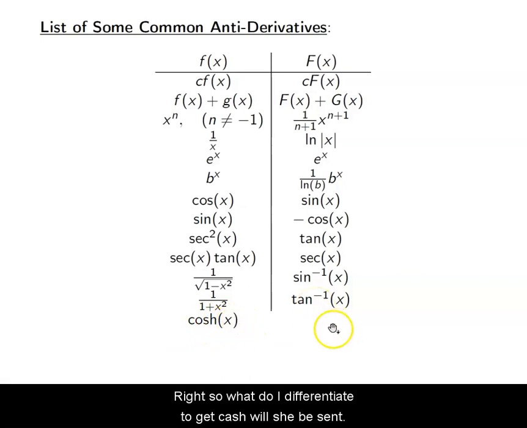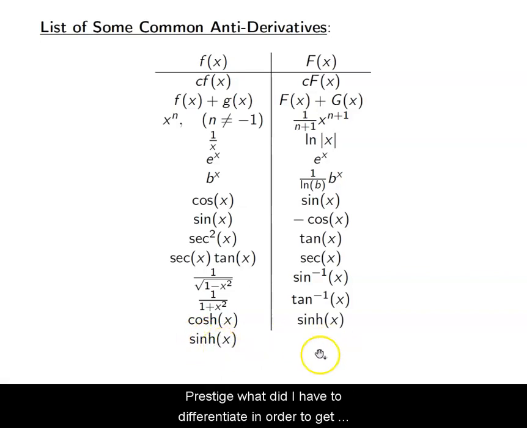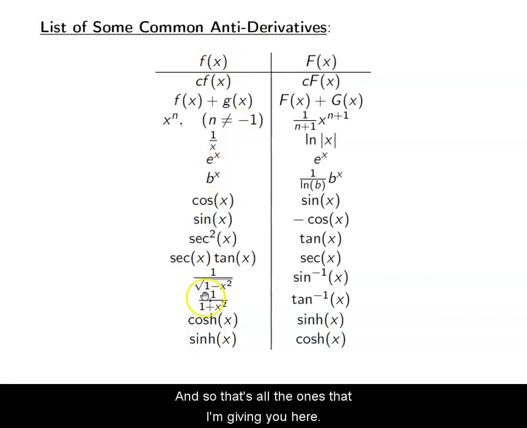Cosh, right? So what do I differentiate to get cosh? Well, it should be sinh, okay? For sinh, what did I have to differentiate in order to get sinh? It was cosh, right? And so that's all the ones that I'm giving you here.